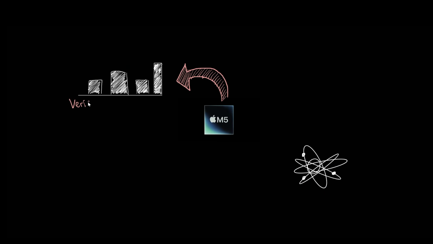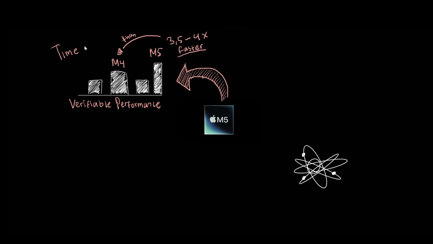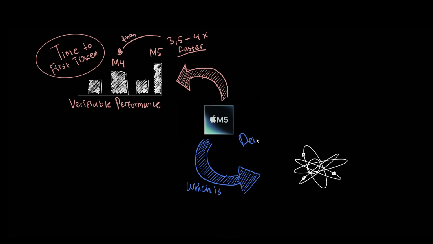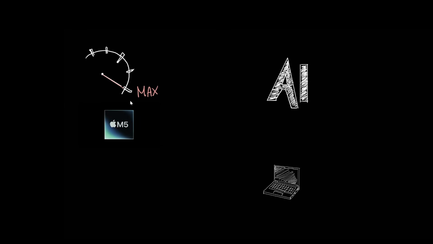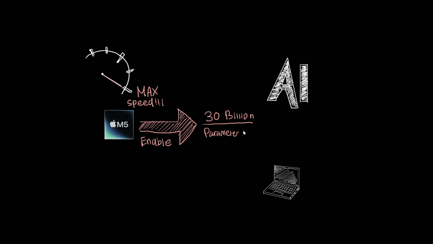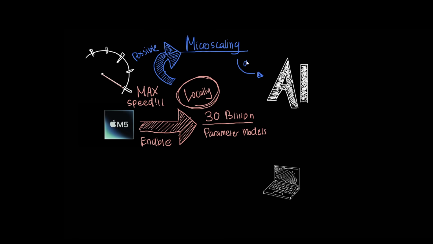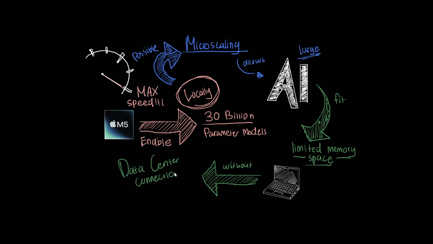In terms of verifiable performance, the new M5 is approximately 3.5 to 4 times faster than the previous M4 generation in time to first token, which is the delay between asking an AI a question and receiving the first word of the answer. This drastic increase in speed enables the M5 to run massive 30 billion parameter models entirely locally, which is achievable largely due to a hardware compression technique called microscaling that allows these large, complex artificial intelligence models to fit within the limited memory space of a laptop without requiring a connection to a data center.